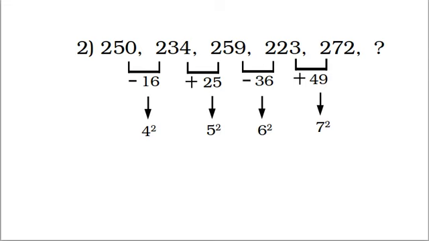223 plus 49 gives you 272. 49, which is 7 square. So your answer will be 272 minus 64, which gives you 208. Now let us move on to the third question.